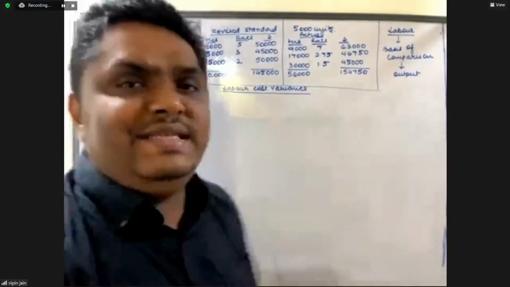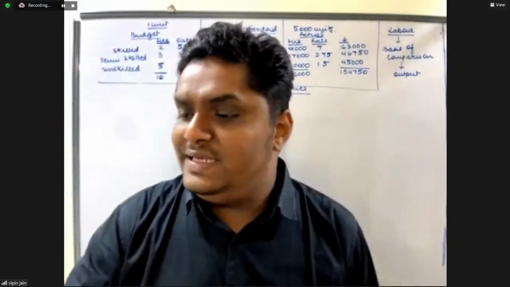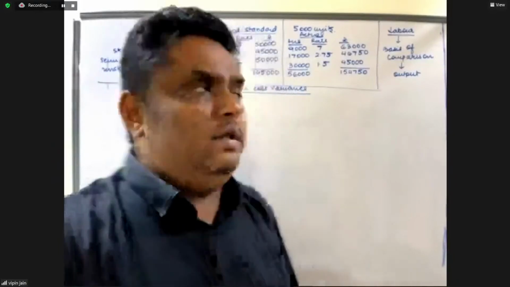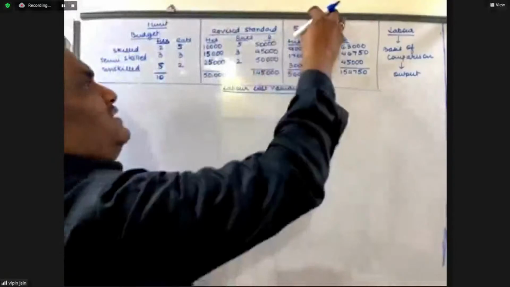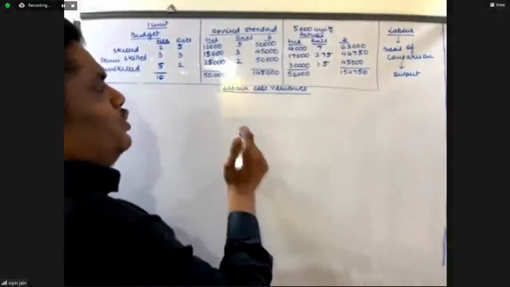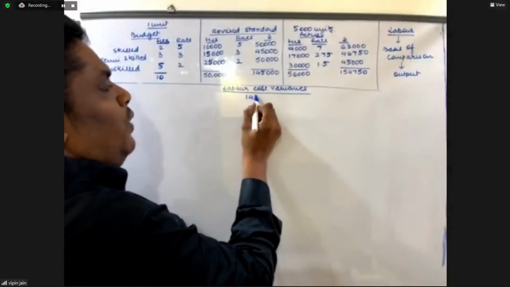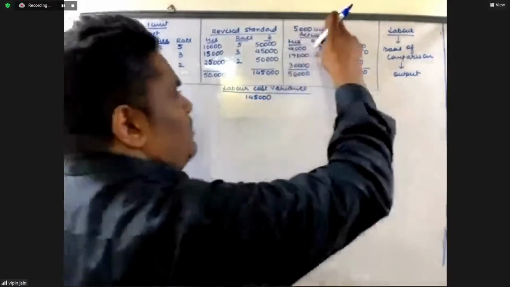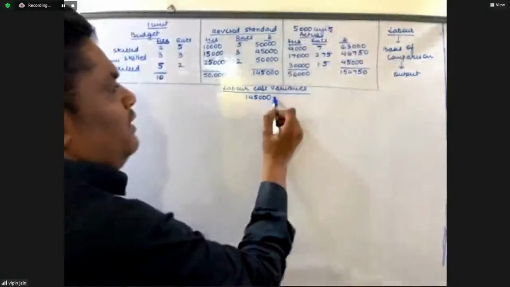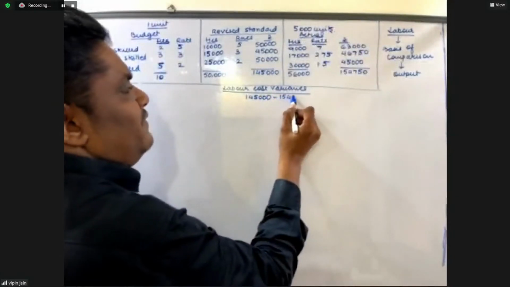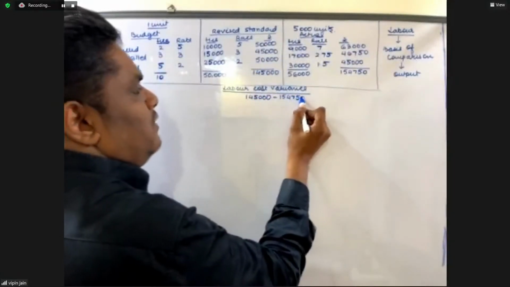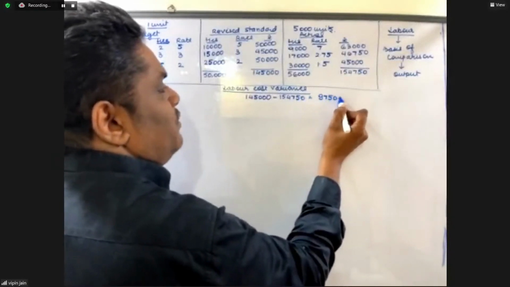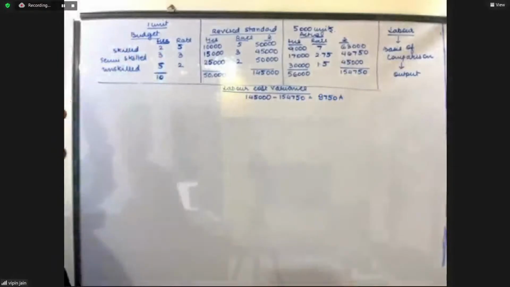You have to apply the same concept what we have discussed in case of material. Yes, everyone, your answers are correct. So to manufacture 5,000 units, how much should be the cost? 1,45,000 should be my cost. But how much cost was actually incurred? 154,750 was actually incurred. So how much extra is incurred? 9,750 extra, we call it as variance.